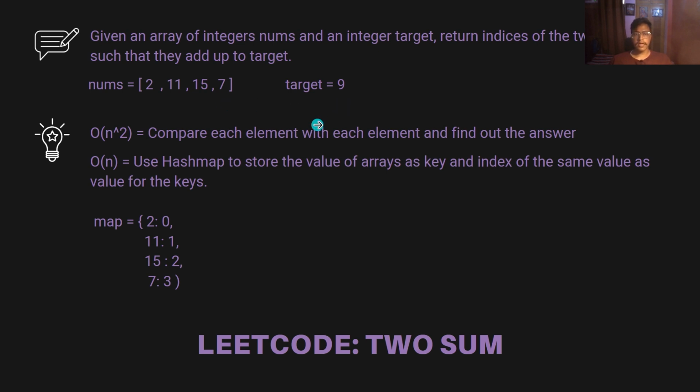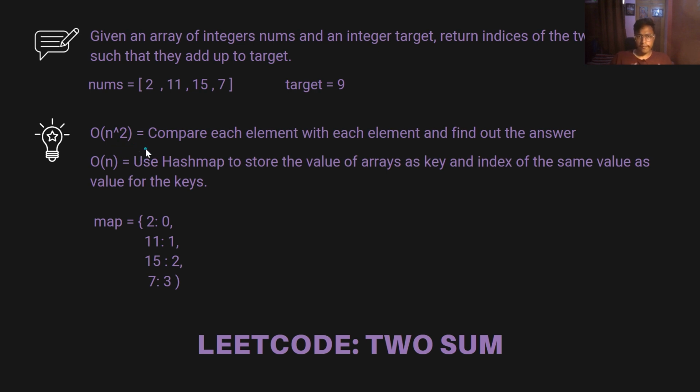The O of n square solution is very easy. It's a brute force solution. You just keep comparing two elements: 2 with 11, 2 with 15, 2 with 7, and so on, then 11 with 15, 11 with 7. You check each and every pair to see if it adds up to the target, and then you'll find your answer. But you have to traverse the array n times for each element, so that takes O of n square complexity.